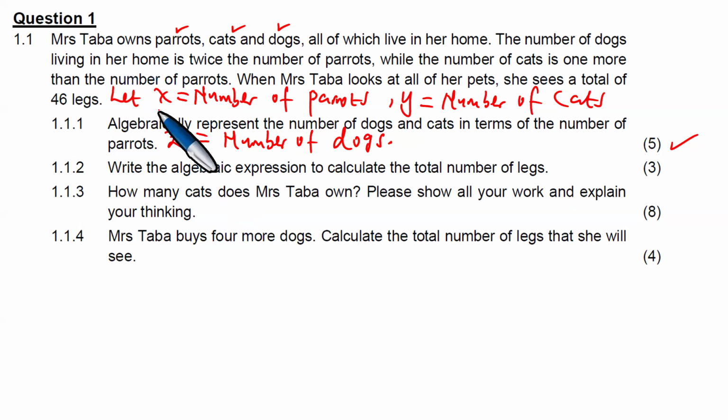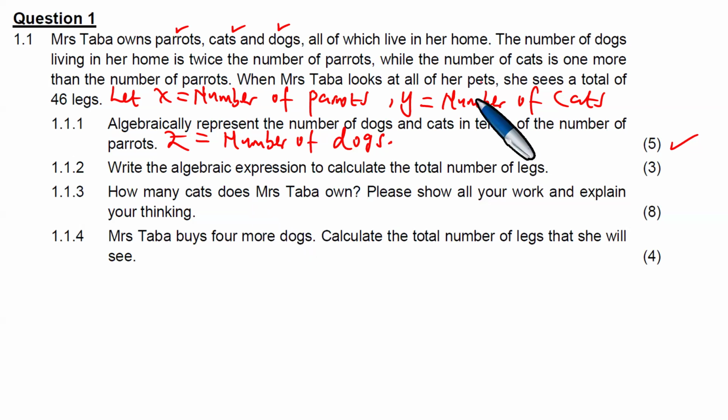Okay, now Mrs. Topper therefore has, so if we say let x be the number of the parrots, y the number of cats, and z the number of dogs, and all of which live in her home. They live in Mrs. Topper's home. The number of dogs living in her home is twice the number of parrots. Let's look at what this means.